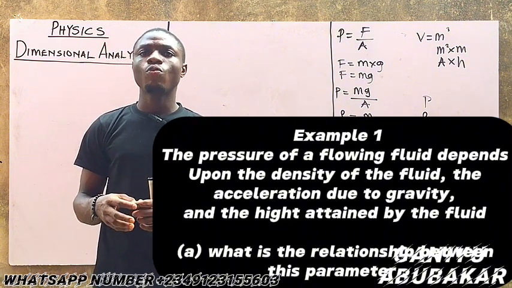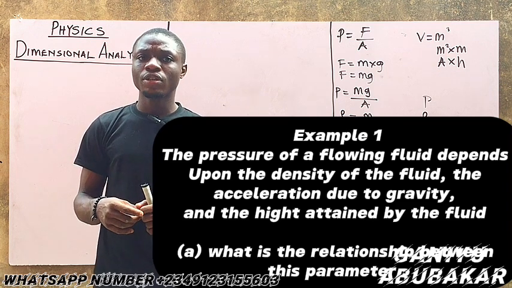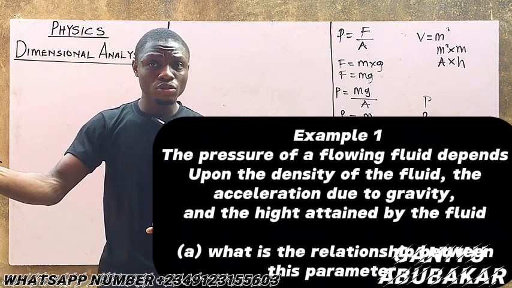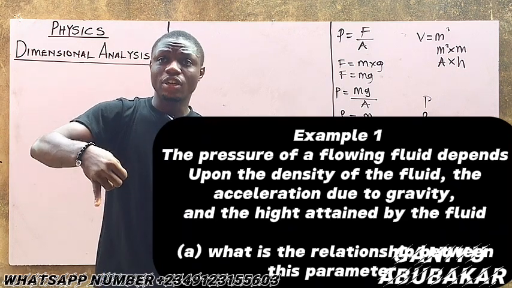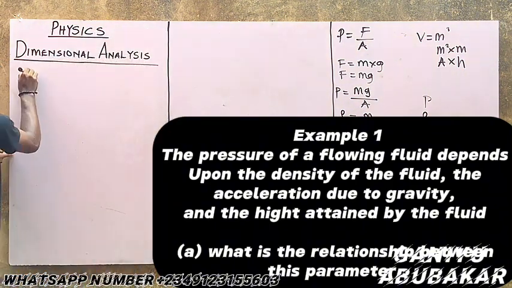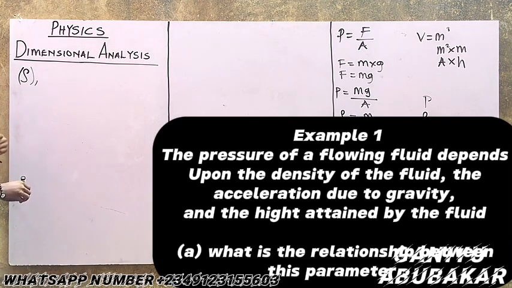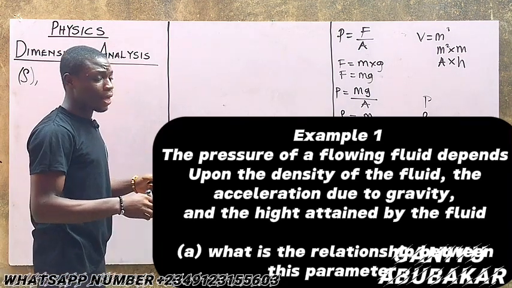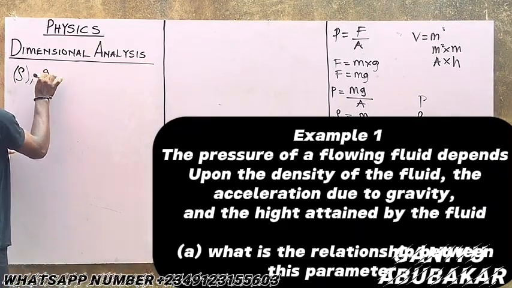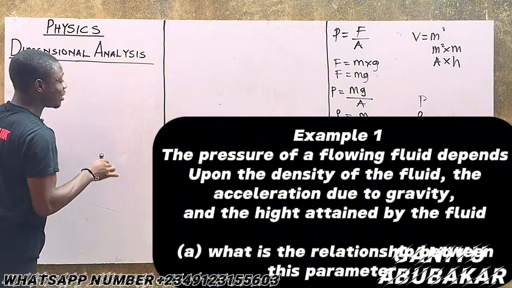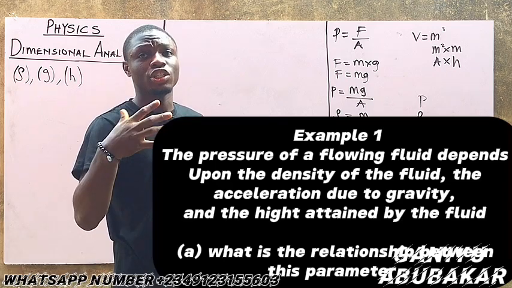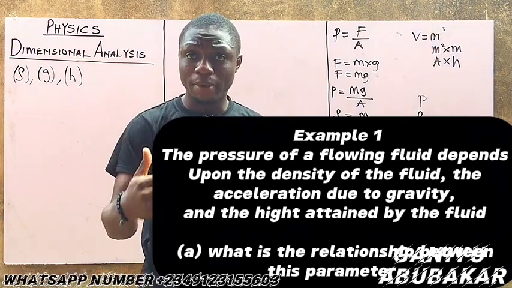Full stop. What is the relationship between these parameters? I'm saying that pressure depends upon the density of a fluid, that's rho, and also upon the acceleration due to gravity, that's g, and the height attained by the fluid, that's h. So the question says, what is the relationship between these parameters?